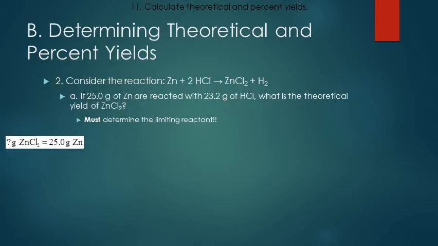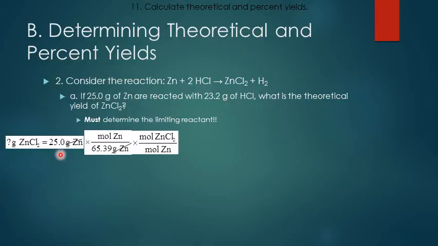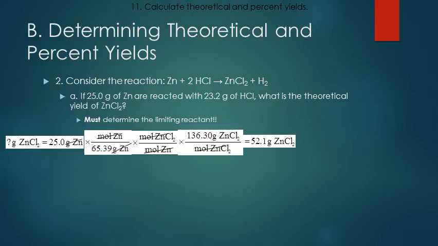So that's why we have to determine the limiting reactant. So we will find the mass of zinc chloride that both of these could produce if they all reacted. We'll just do the zinc first because it's listed first. So this is a gram mole mole gram problem like we have seen. So use the molar mass of zinc. Your mole to mole ratio, notice it is 1 to 1 here in the balanced equation. And then the molar mass of zinc chloride. This gives us 52.1 grams of zinc chloride. Recall what that tells us is if all 25 grams of zinc react, this is the mass, the 52.1 grams of zinc chloride that could be produced.